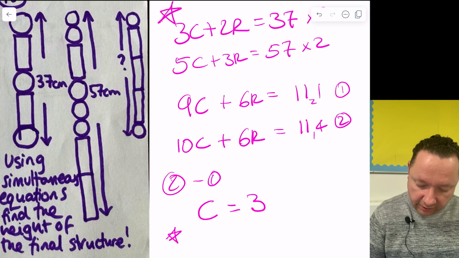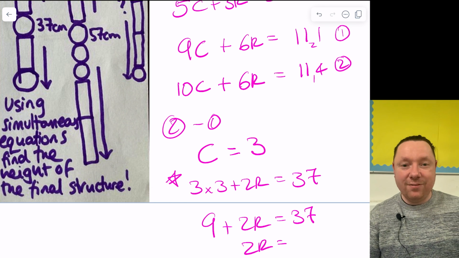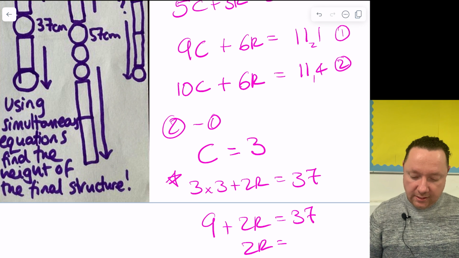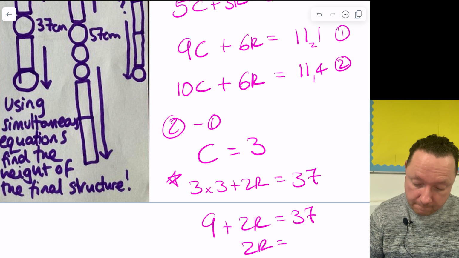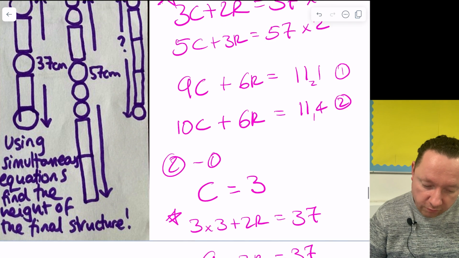So that gives me 3 times 3 plus 2r equals 37. 3 3s is 9 plus 2r equals 37. So 2r equals 37 minus 9. Well, that's 28. So r must be 14. So now we can work out our length of the structure.